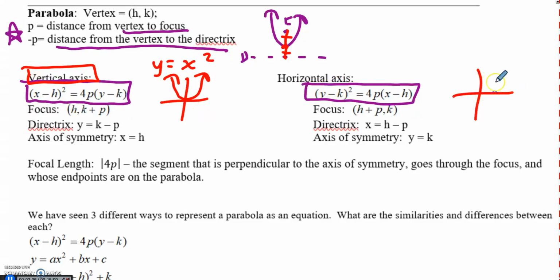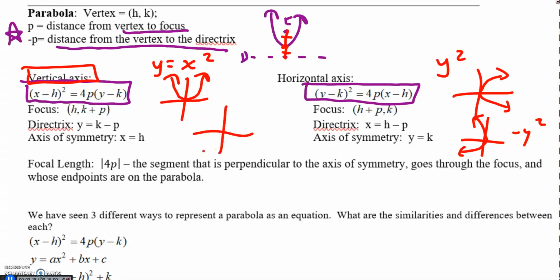However, if you see a y squared, that means your parabola is either going to be facing this way or is going to be facing this way. This is if the y squared is positive. This is if y squared is negative. Over here, again, based on your previous knowledge, this is when x squared is positive, and this is when x squared is negative.